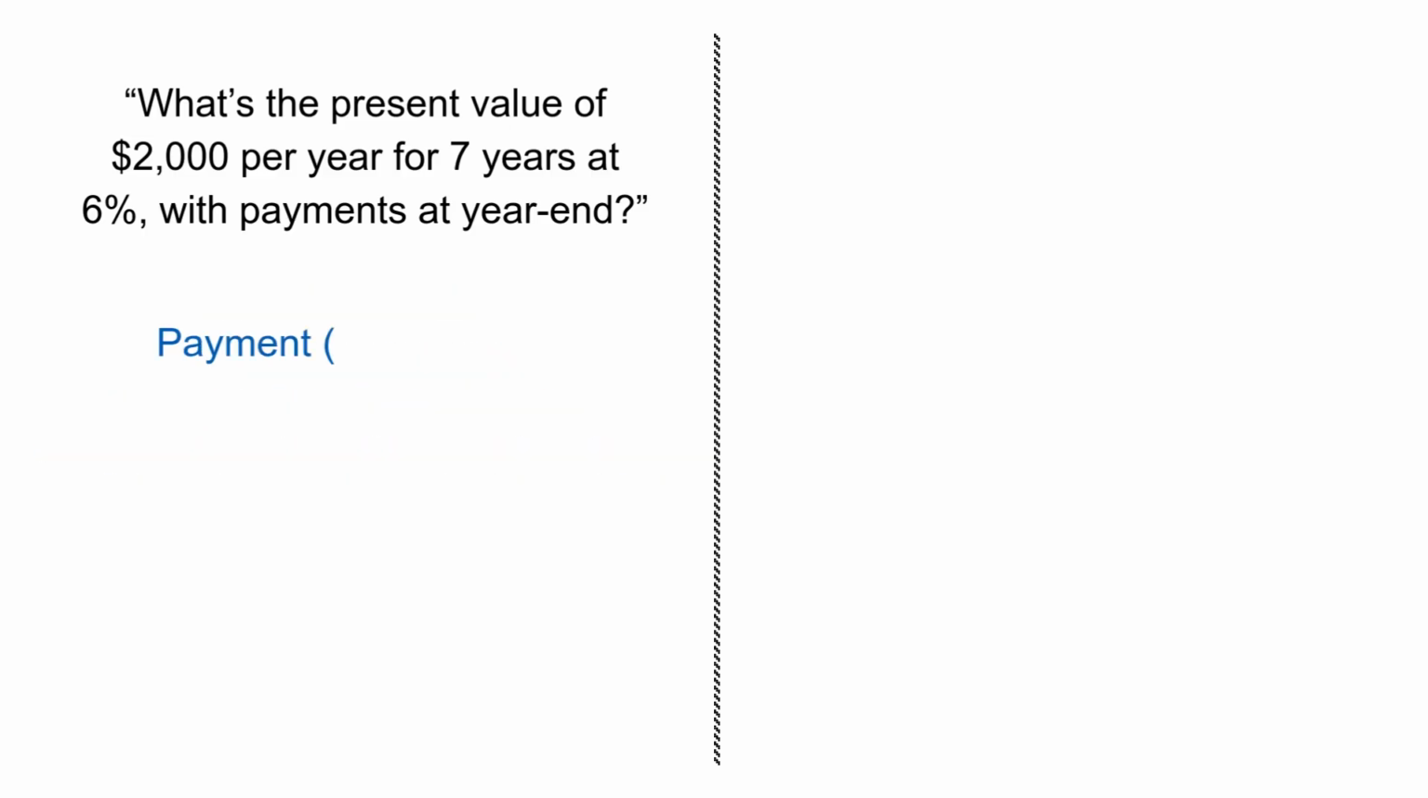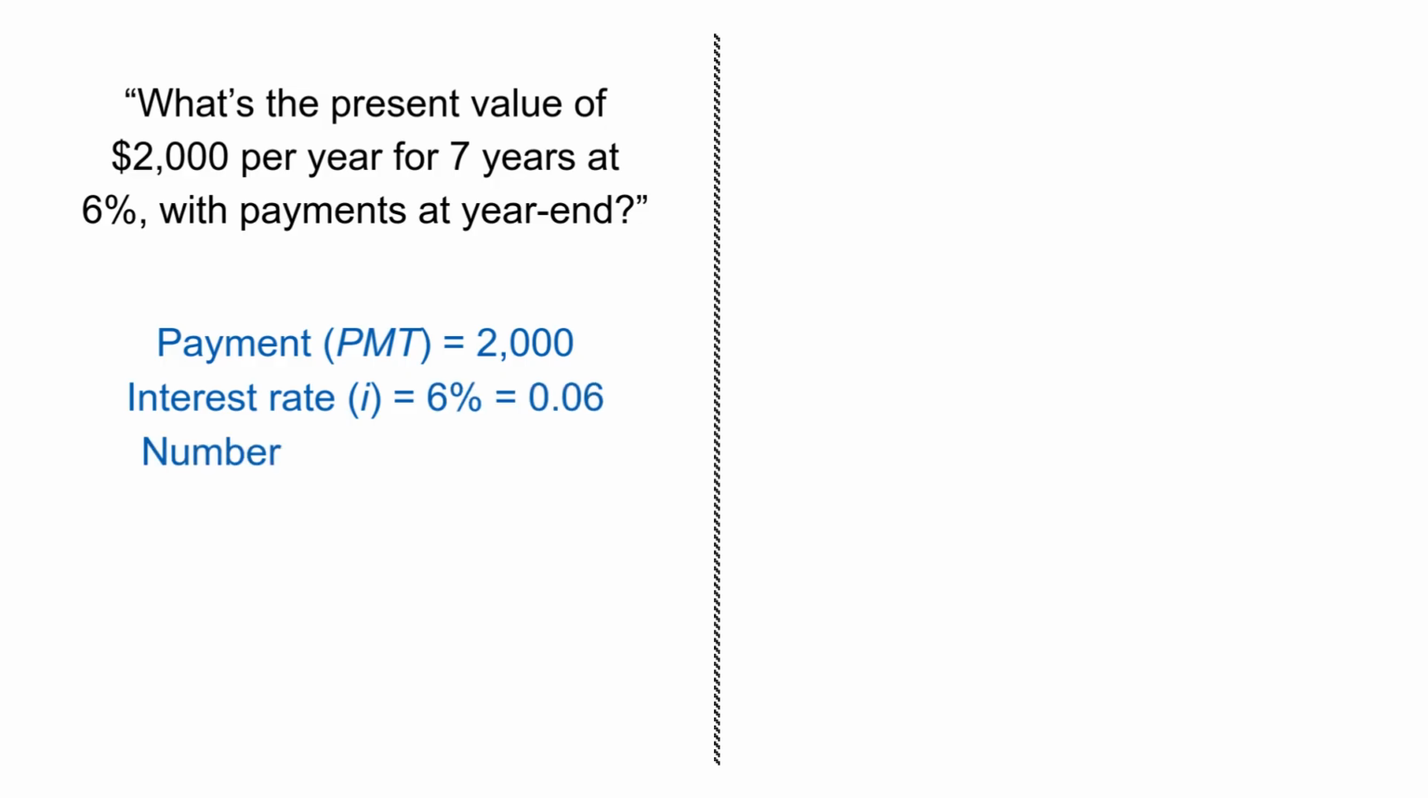Step 2. Define the variables. Here's what we know. The payment, PMT, is $2,000 per year. The interest rate is 6%, or 0.06. The number of years is 7, and we're solving for the present value.